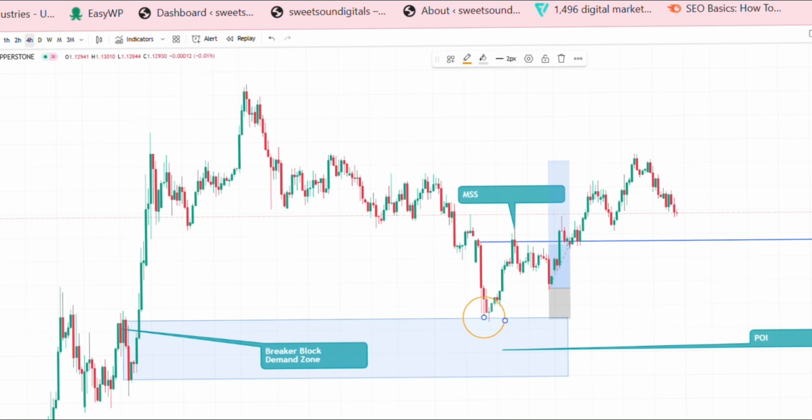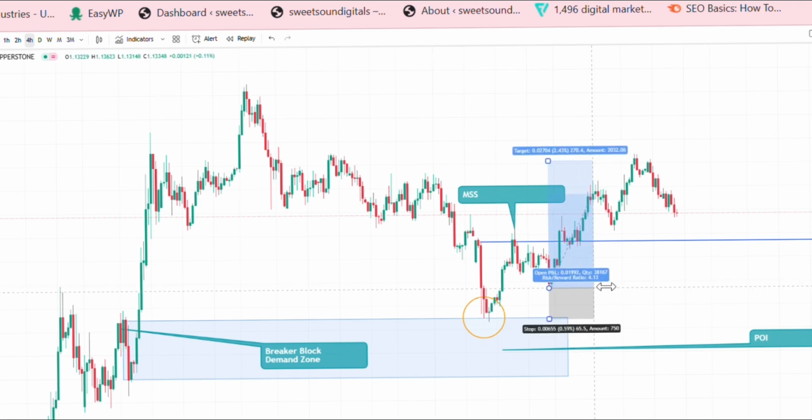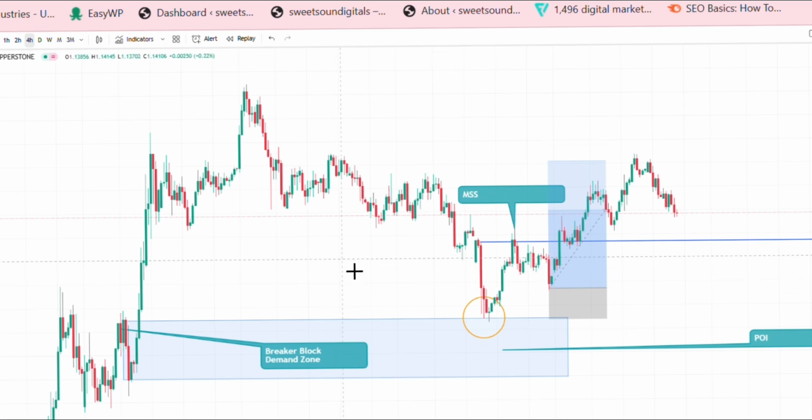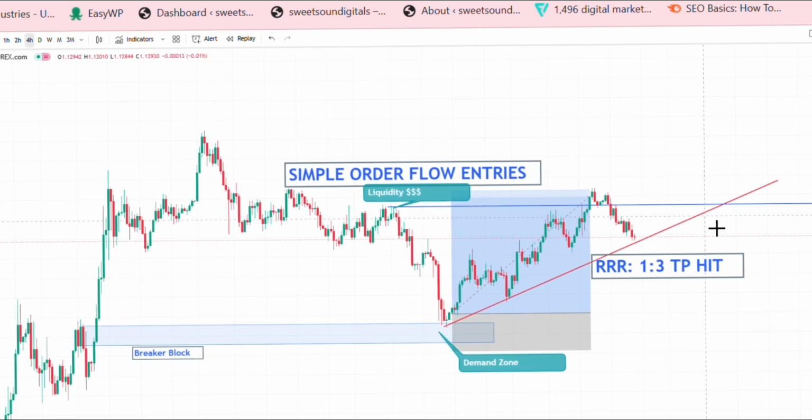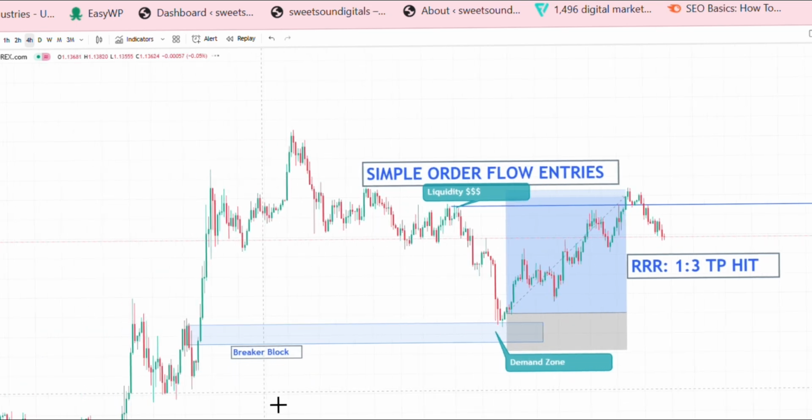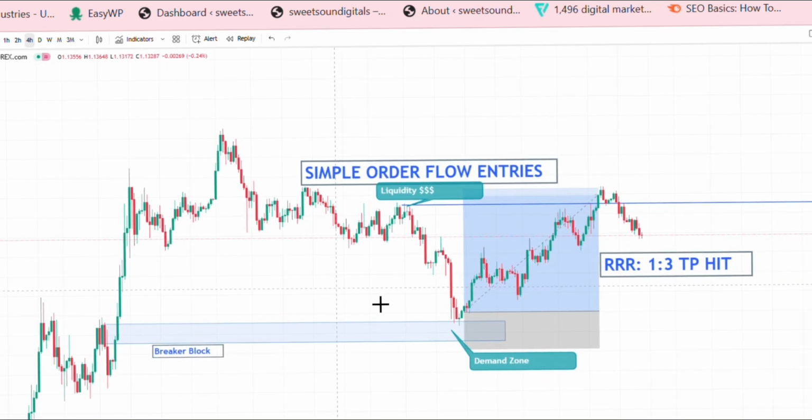Now this is a very simple strategy, and in my subsequent video I'm going to show you how you can use fair value gap to also spot a good entry. That was how we were able to catch this trade, targeting this high. It's a very simple order block entry. So this is it, guys. This is the trade, 1:3 TP hits, and this was how we caught it.